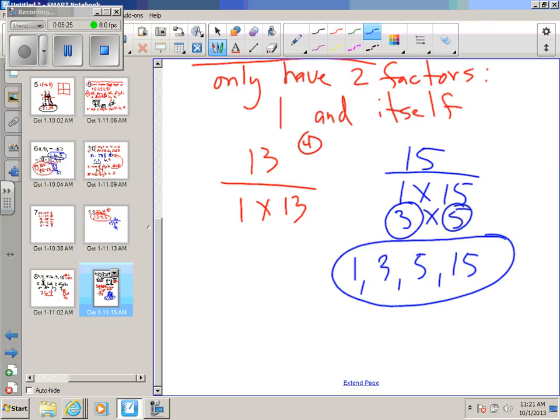Now some have more than 4, some have 8, there's some that have a lot. There's some that just have 1 and itself. But the difference between prime and composite is simply that. Now, do prime numbers have a certain look? Does a number just look prime?